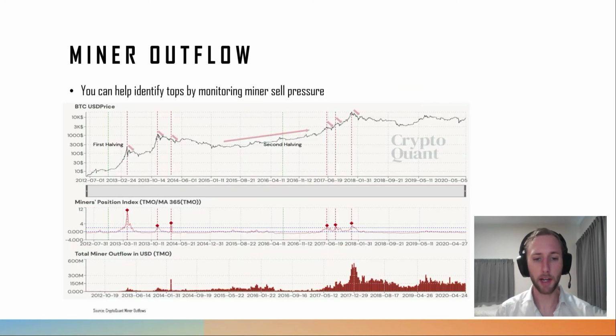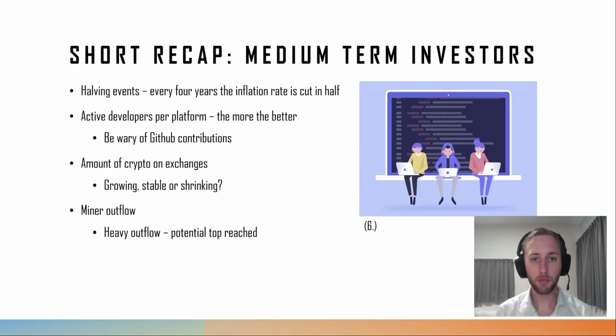Now, what this looks like is as follows. You can clearly see here, every time there's a spike in mining pressure, in selling pressure even, you can see there's moments where the price goes down. So this is not my favorite metric, but it's one you have to consider as a medium-term investor. Consider the mining selling pressure and keep a close eye out on what miners are doing to influence the price of Bitcoin and other crypto assets.